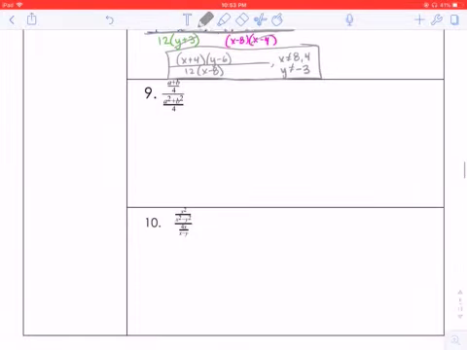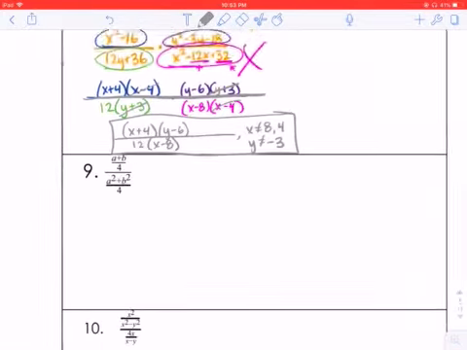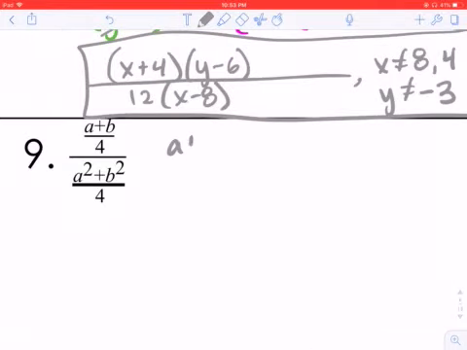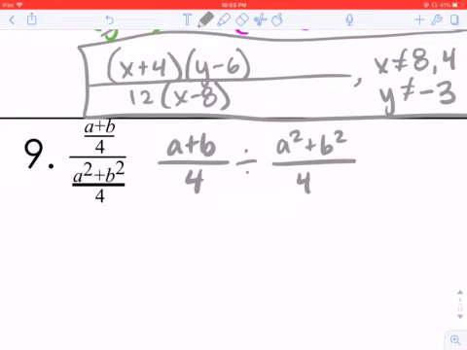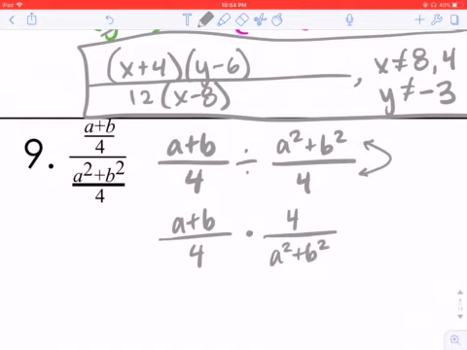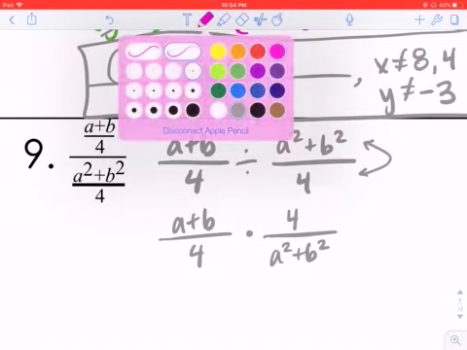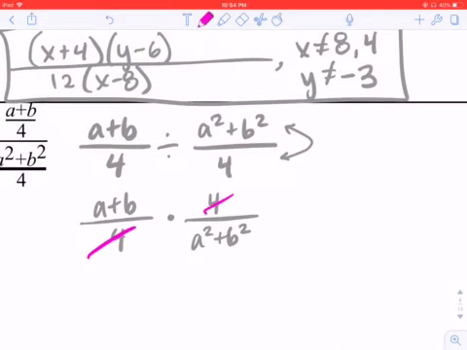All right, we have two last examples here. Notice this is exactly the same as if we had just written a plus b over 4 divided by a squared plus b squared over 4. Nothing changes here except we have a plus b over 4 times, I'm going to flip this fraction here, reciprocal, over a squared plus b squared. If I look here, I can see that I have 4s on top and on bottom. Those will cancel.